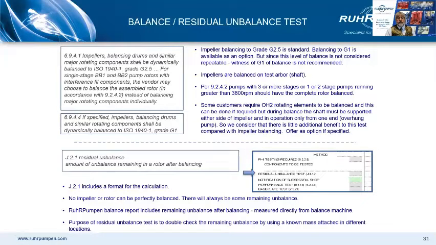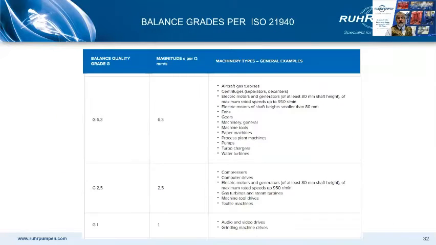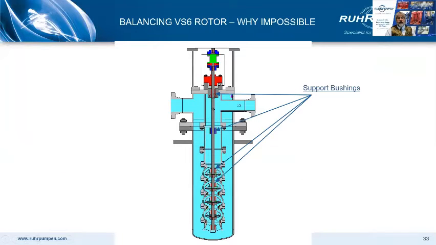Now, the complete rotors of VS6 pumps cannot be balanced either. VS6 pumps have long, skinny shafts, which are designed to operate in the vertical plane. Balance machines will only take a rotor mounted horizontally and supported at either end.